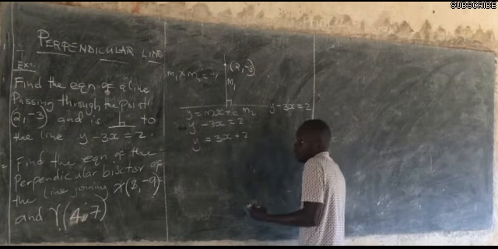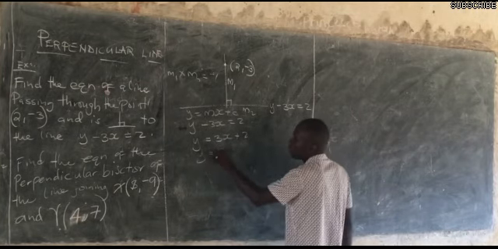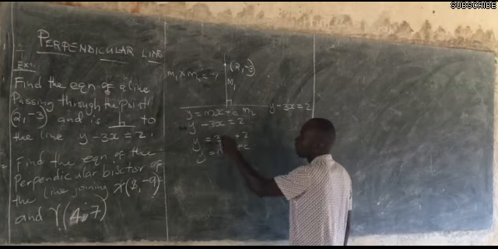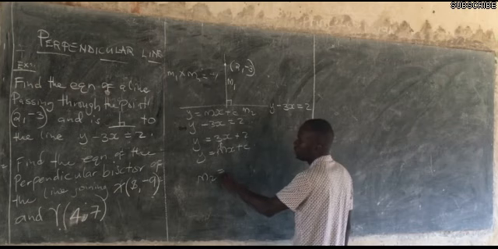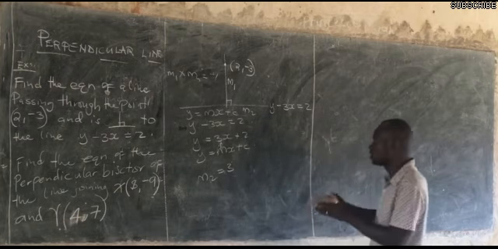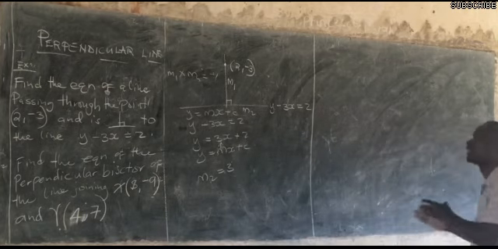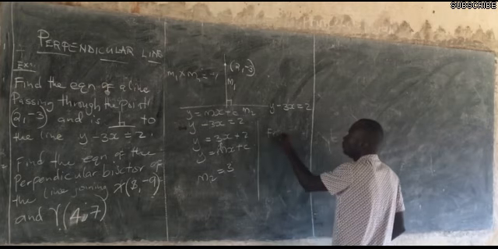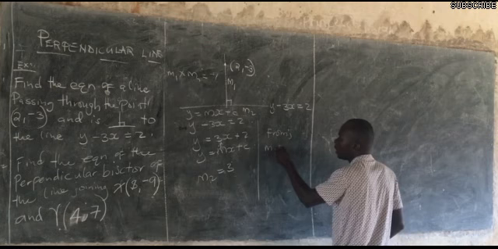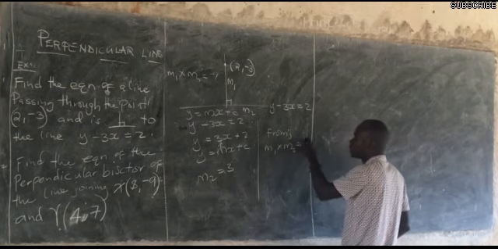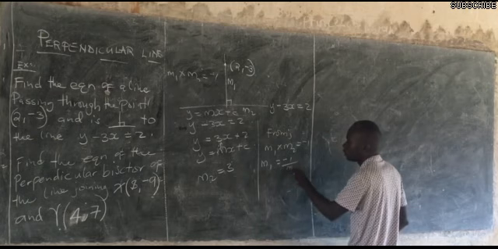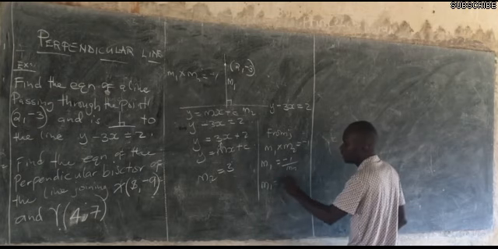That is our normal equation. So comparing it with y equals mx plus c, we come to realize that our m2 is equal to 3. And now since m2 is equal to 3, we can get m1. So we easily say that from m1 times m2 being equal to -1, which means m1 is equal to -1 out of m2. So m1 is -1 out of 3.